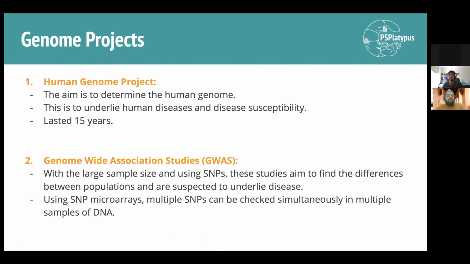So we have a very large sample size. We have lots of people who have this genetic variation, and people who don't, so we can consider them as a control group. And we use SNPs in these studies. These studies can find the differences between populations, and this helps to suspect and understand diseases.